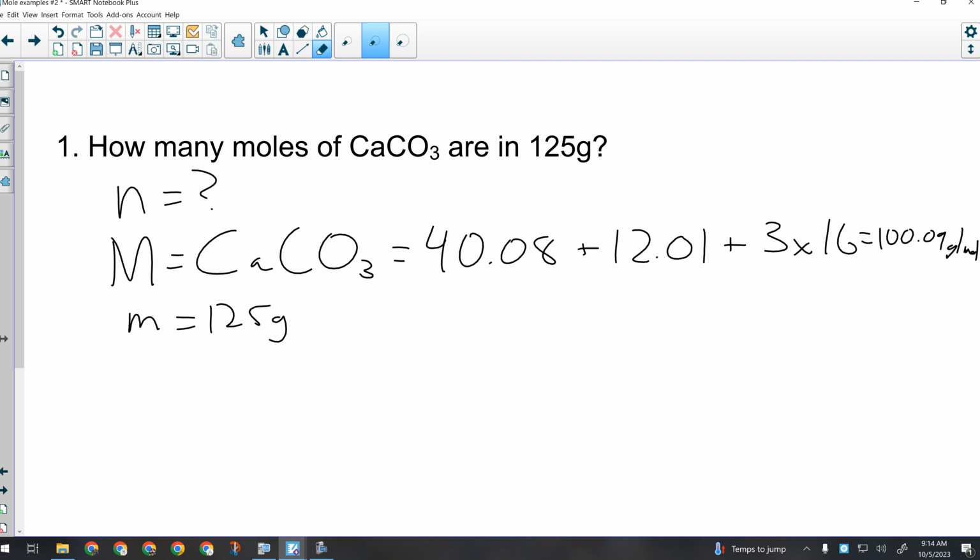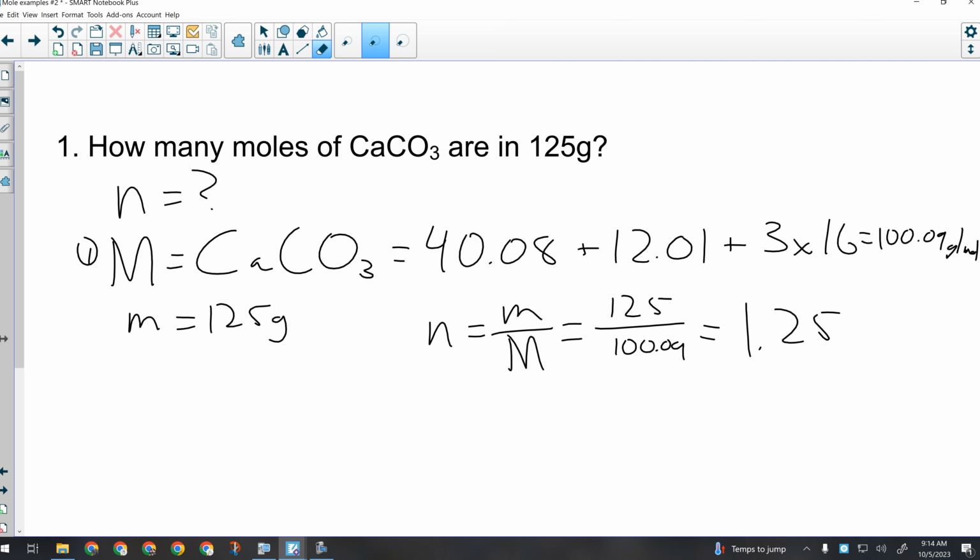All right, so that would be a mark. And we are looking for the number of moles, which does not require any manipulation of the formula, just to have the numbers plugged in. 125 divided by 100.09 should give me 1.25 moles, I would think. Yeah? Or is it 1.24?